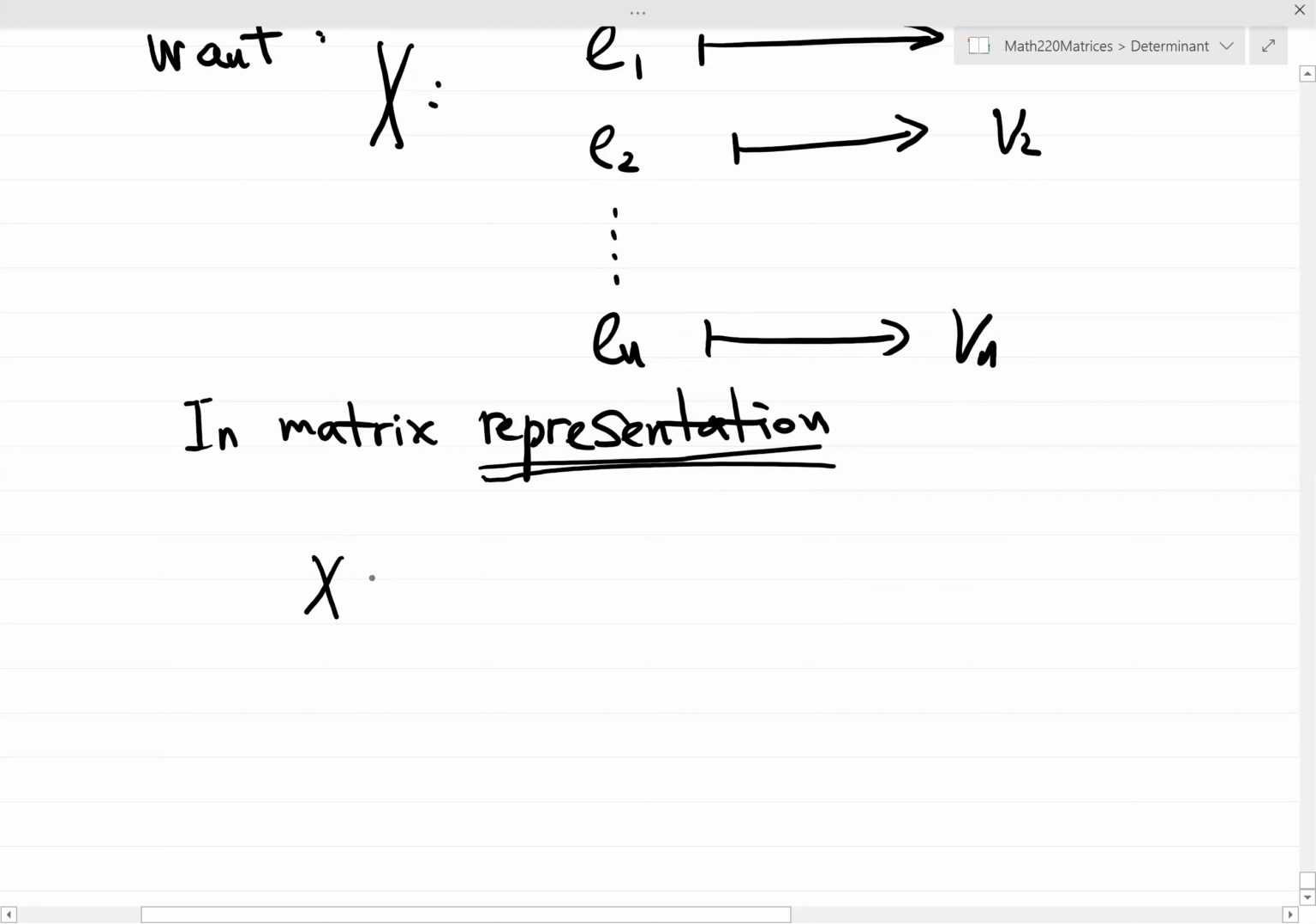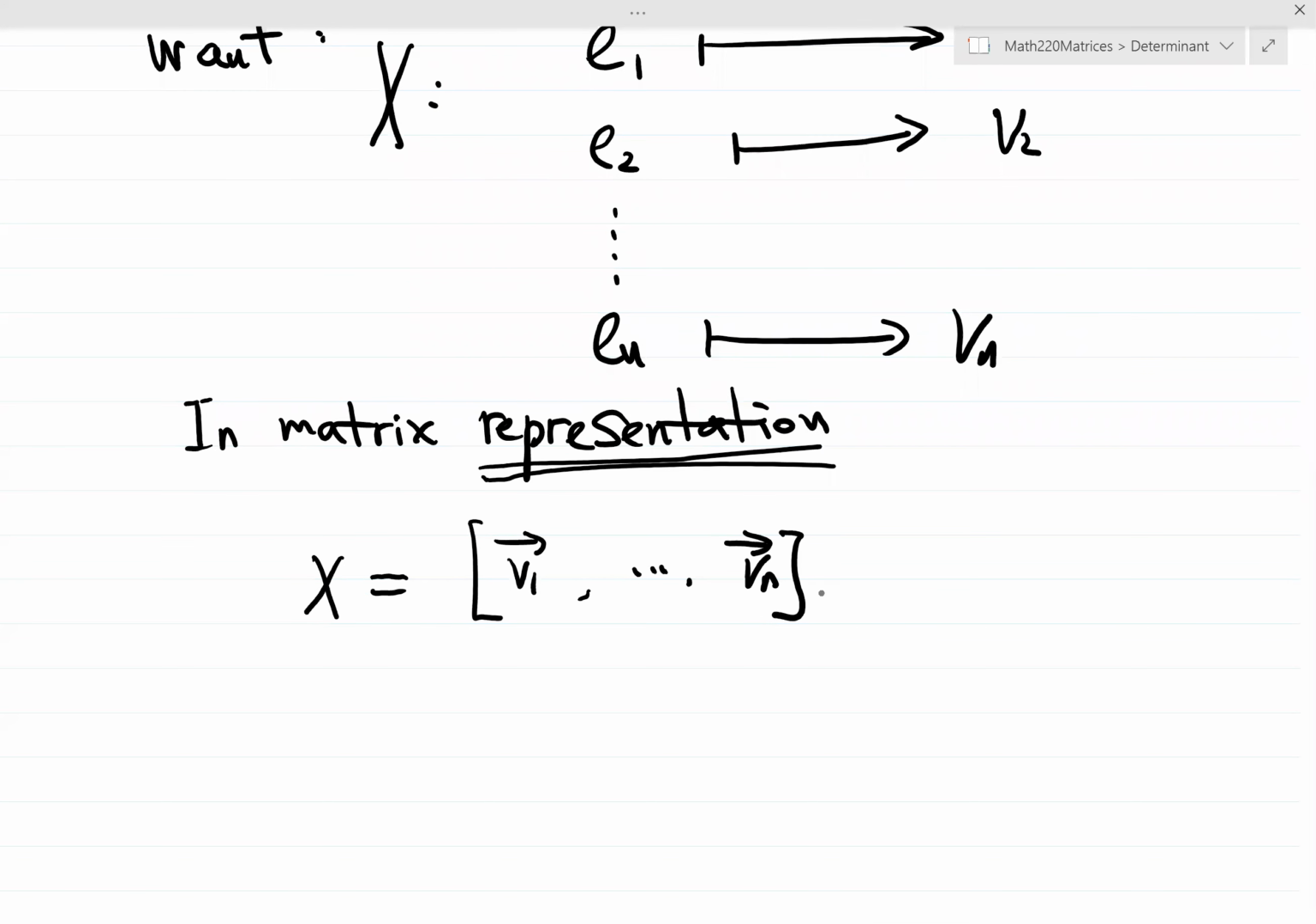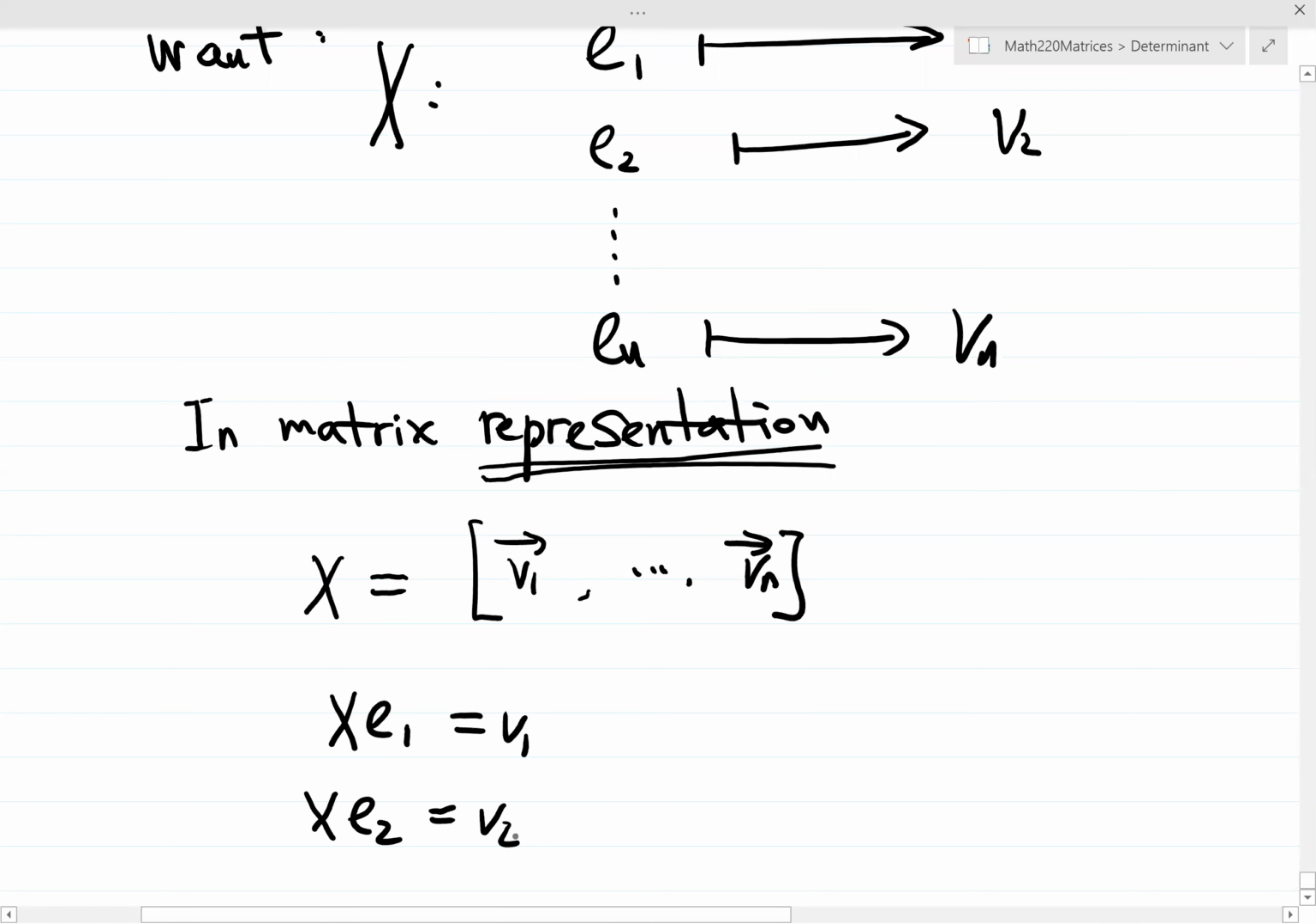Given an action, we write it down in the form of a matrix with columns V1, ..., Vn. We write these as column vectors V1, V2, ..., Vn. Then you can check that X times E1 gives V1, and X times E2 gives V2. So we just change E1 to V1 and E2 to V2. This is what this matrix does.